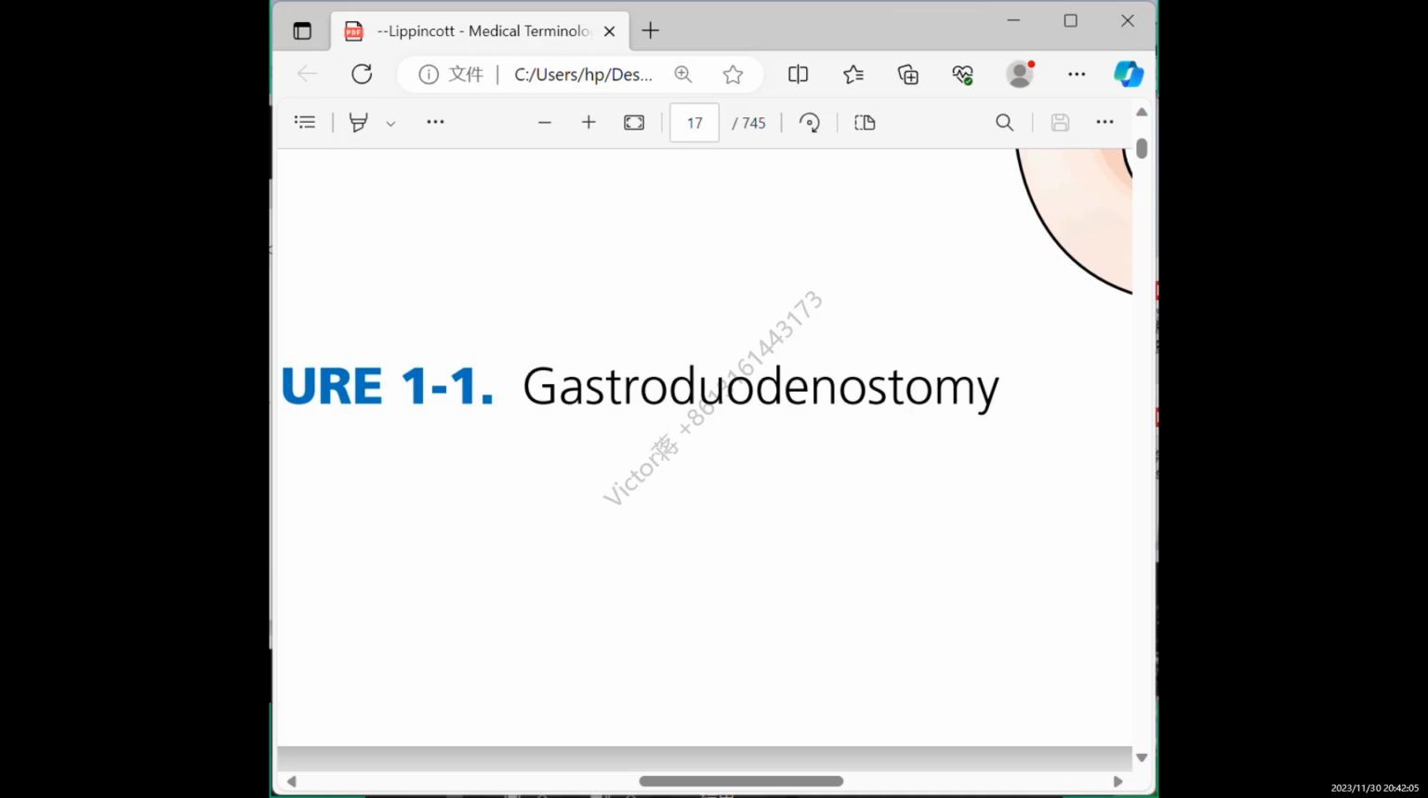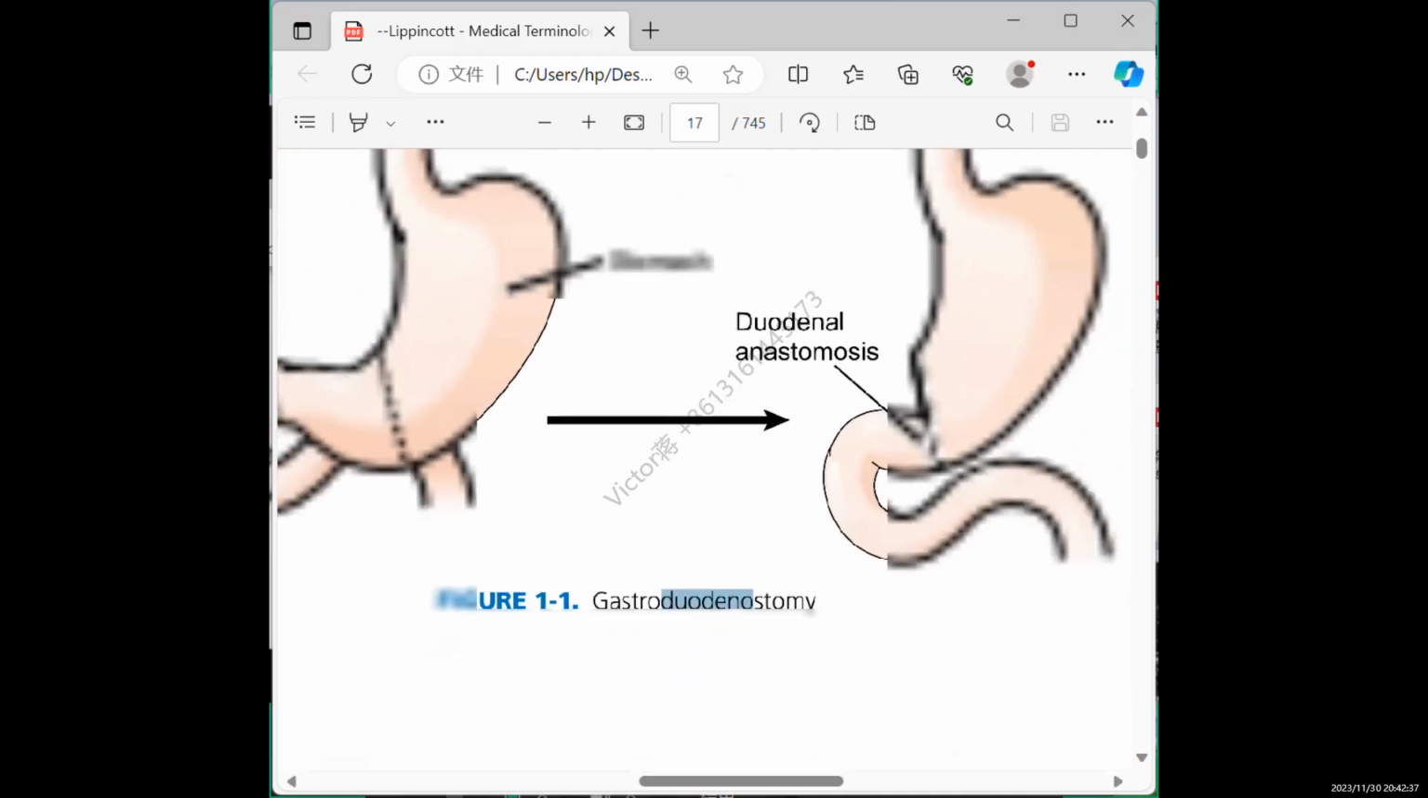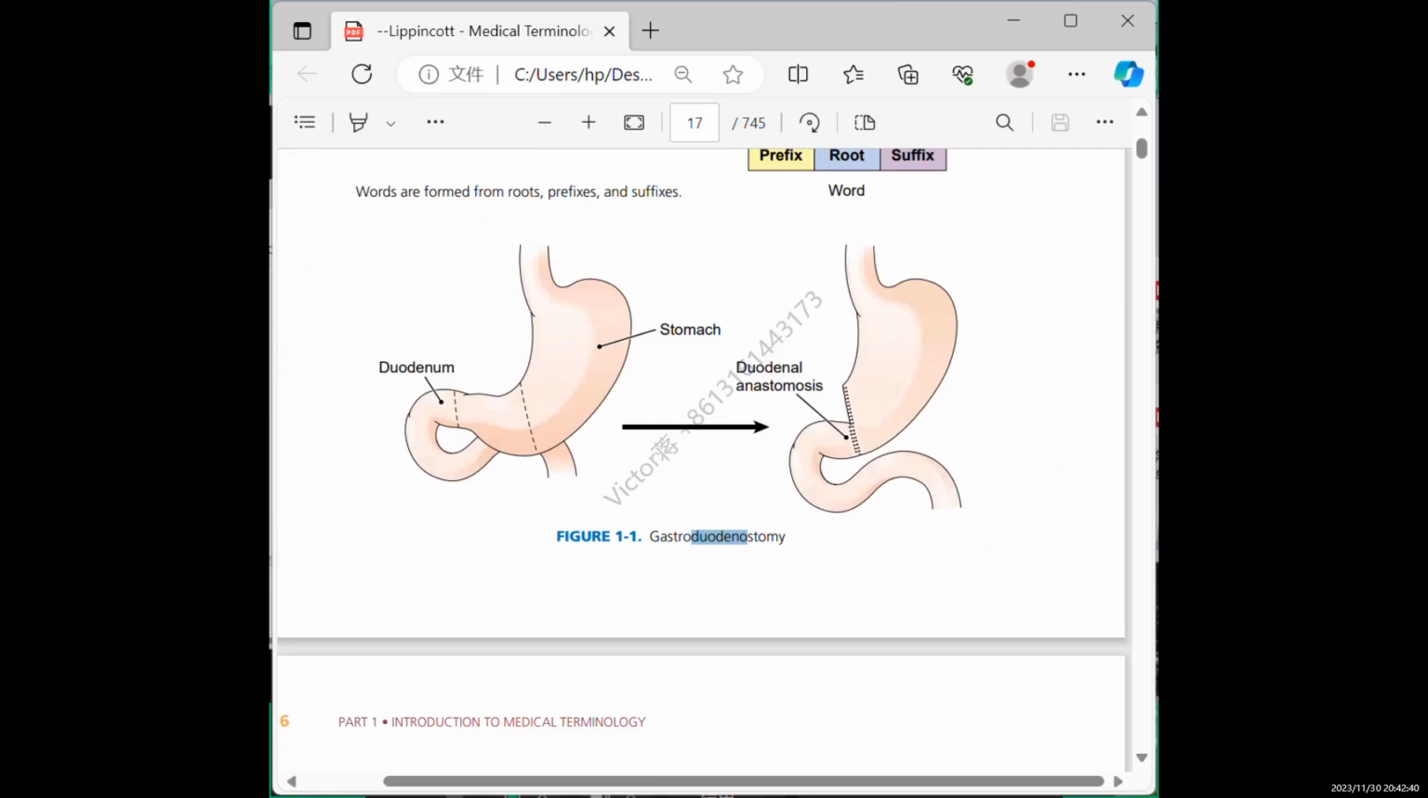Gastroduodenostomy. Gastroduodenostomy, or reading it in this way. So gastro, in this word, is kind of a prefix, because gastric means of the stomach. And here, duodeno means duodenum. You can see the duodenum is the lower part that connects to the upper part, and above the duodenum is the stomach, right?